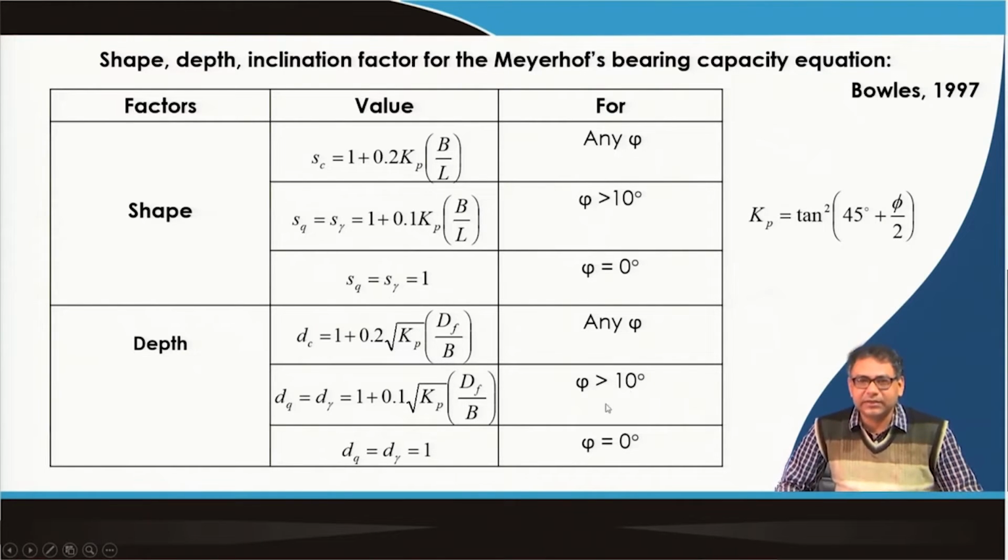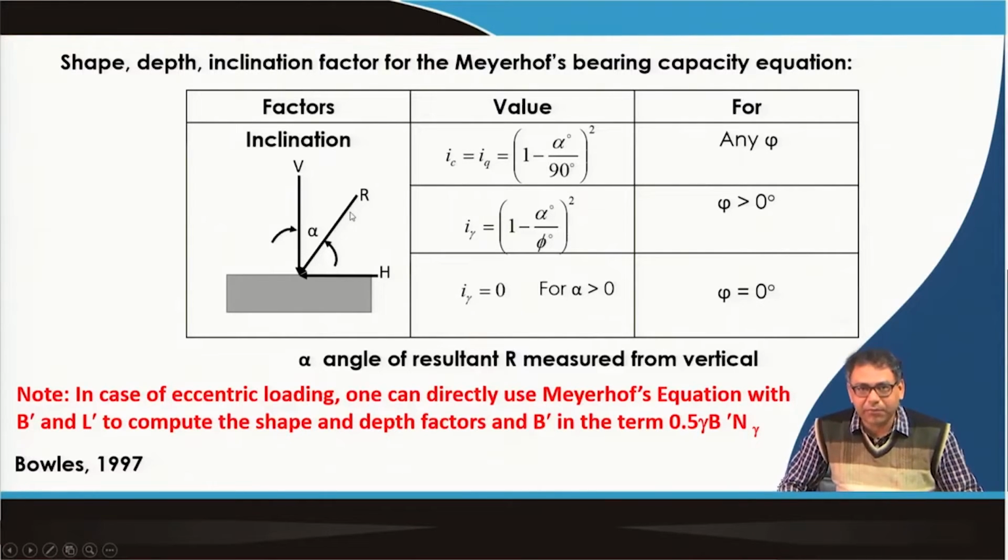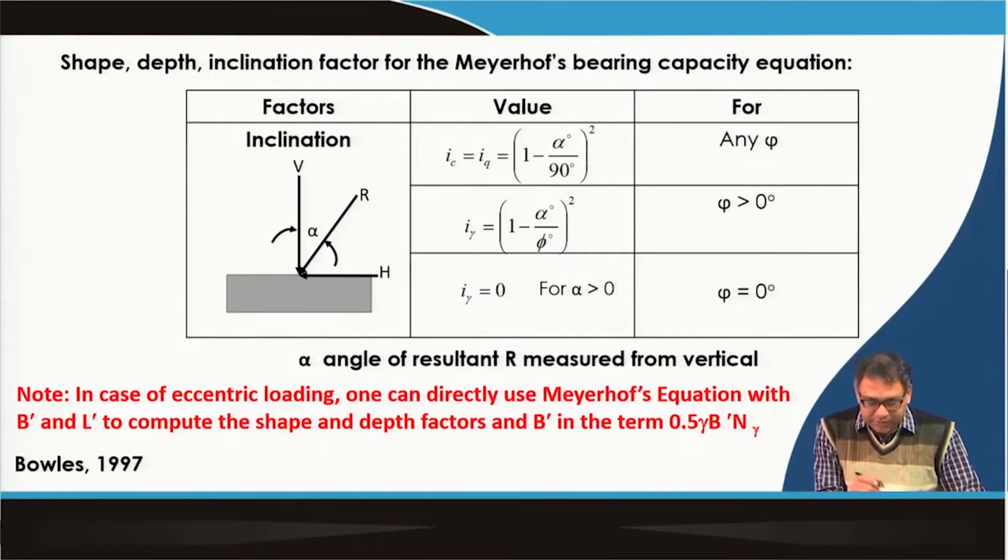In most cases, either it is a cohesive soil, that means your phi is equal to 0, or if it is a C-phi soil, then if the phi value is greater than 10 degrees, we can use these expressions. And then for the inclination factor, R is the load which is inclined, and this R has two components, obviously one is the vertical component V and another is the horizontal component H.